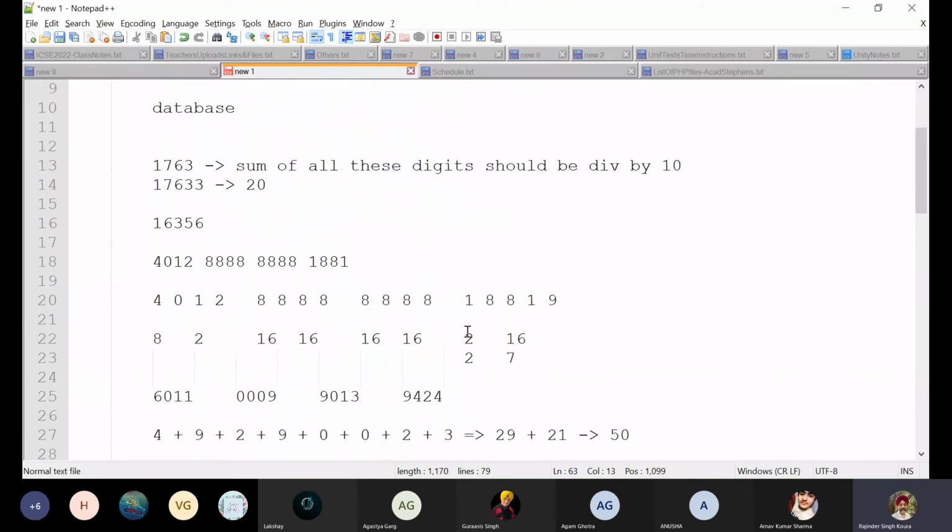Do you know how to convert this 16 into a single digit 7? Yes or no? Yes. How will you do it? Who said yes? By adding it. By adding. How will you add the two digits?